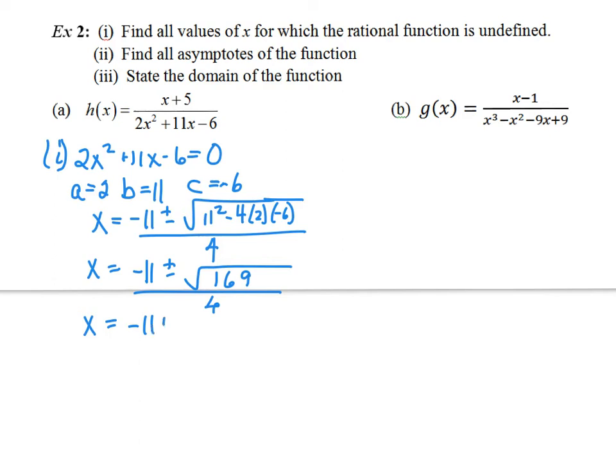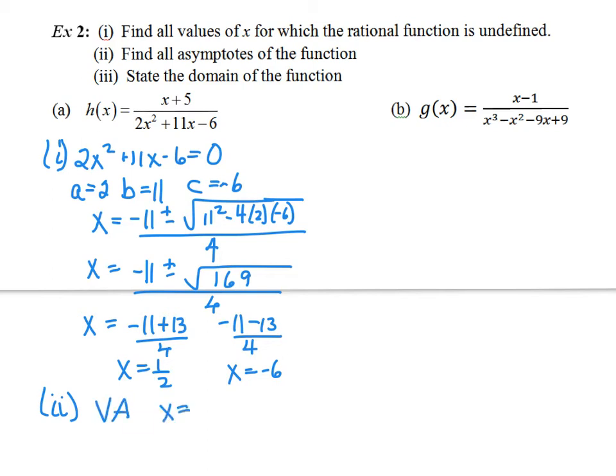One is going to be negative 11 plus 13 divided by 4, and the other one will be negative 11 minus 13 divided by 4. So one solution will be x equals 1/2, and the other solution will be x equals negative 6. So these are the two values where my rational function is undefined. Now that is also going to tell me what my vertical asymptotes are. So the vertical asymptotes for this graph will be x equals 1/2 and x equals negative 6.